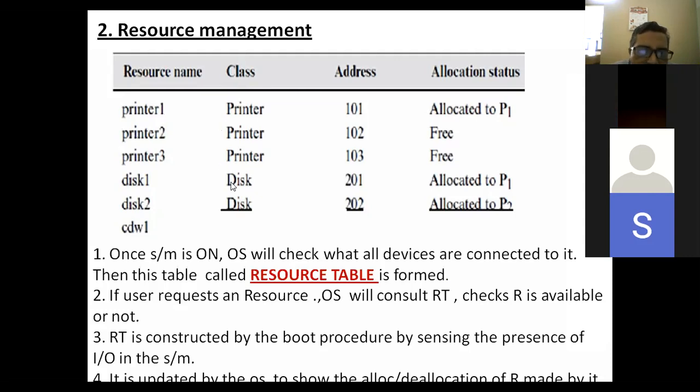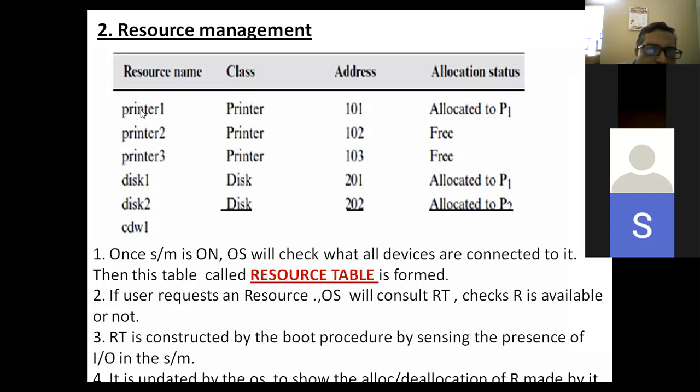We have the class of these resources, as well as the starting address where these resources are stored, also mentioned in the resource table, and the allocation status. What is this allocation status? It tells whether these input devices and output devices, the so-called resources, are available or not, whether these resources are allocated to any process, whether they are free or engaged. These parameters are indicated in the allocation status.